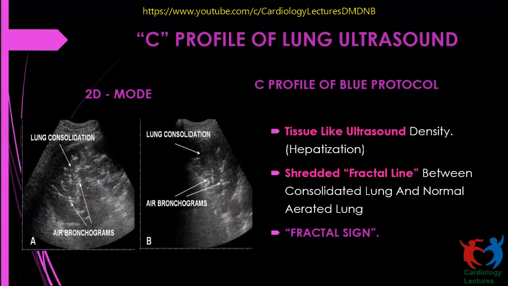The A lines, which should be equidistant lines, get a little disturbed by the solid or reflective surface down in the solid lung, that means consolidated lung, or you can say an air bronchogram. So that will give rise to a fractal sign. There are multiple fractured lines and a tissue-like consistency. They are also called the shred sign or fractal sign.